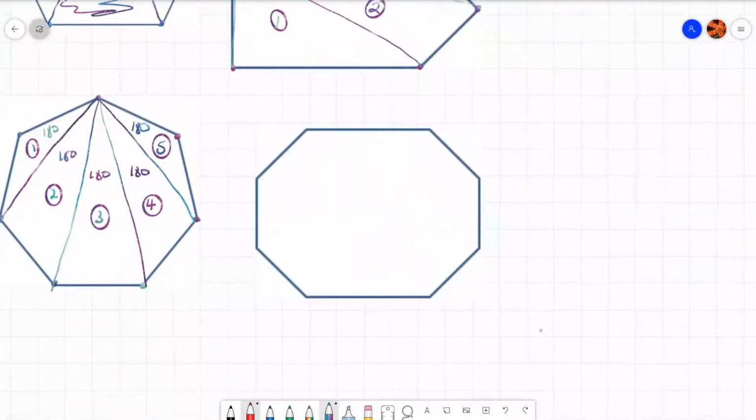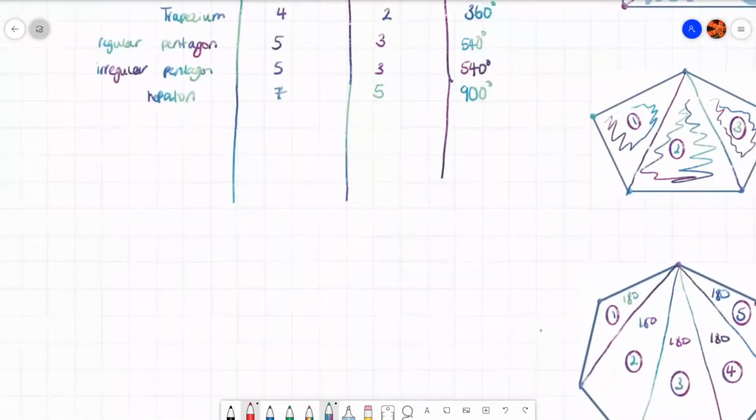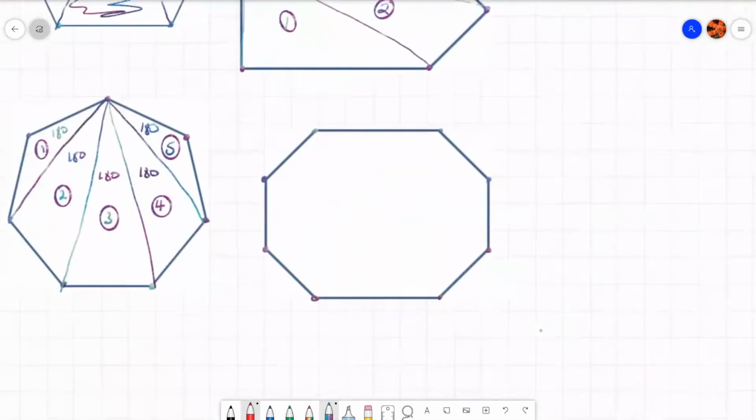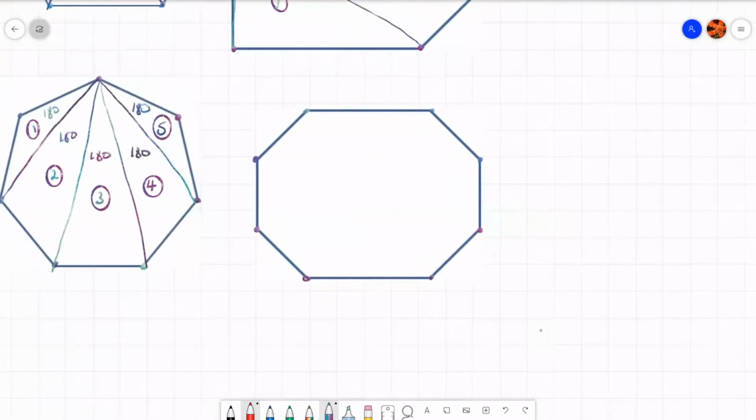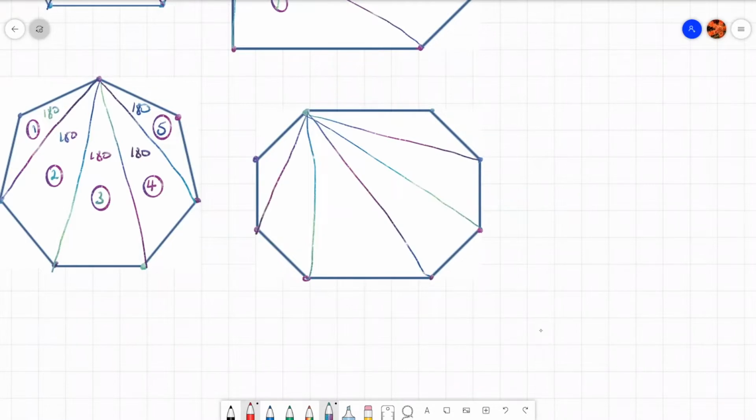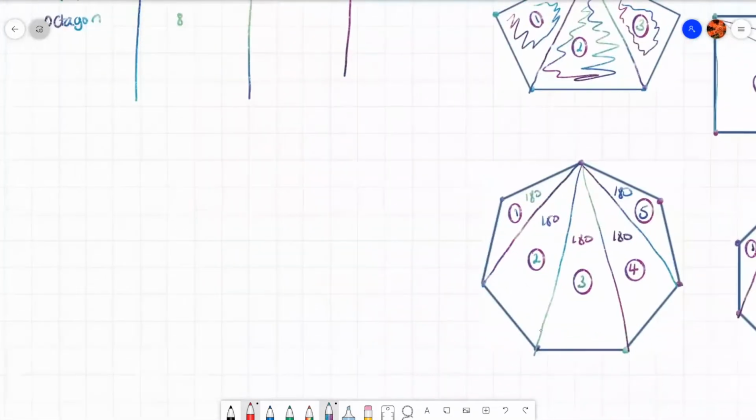Let's do another one then. This one here is 1, 2, 3, 4, 5, 6, 7, 8. So I've got an 8-sided shape, which is an octagon. How many triangles can I make in an octagon? Well, if I pick a corner, I'm just going to pick this one. That to that is joined. That to that, no. That to that, no. That to that, no. This one, and this one. So I've made 1, 2, 3, 4, 5, and 6. Okay, so 6 triangles.